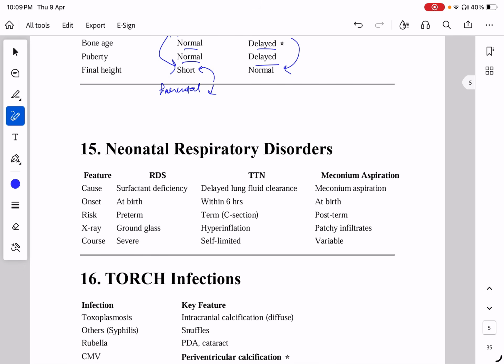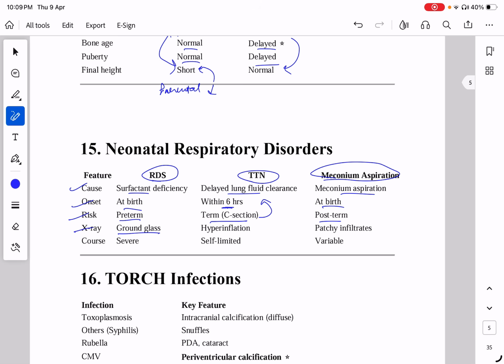Now, neonatal respiratory disorders: RDS, respiratory distress syndrome, transient tachypnea of newborn, and meconium aspiration. So, what are the causes? Surfactant deficiency in RDS, delayed lung fluid clearance in TTN, and meconium aspiration. Onset at birth within 6 hours and at birth. And preterm, more common for RDS, term C-section for TTN because of delayed fluid clearance, and post-term meconium aspiration.